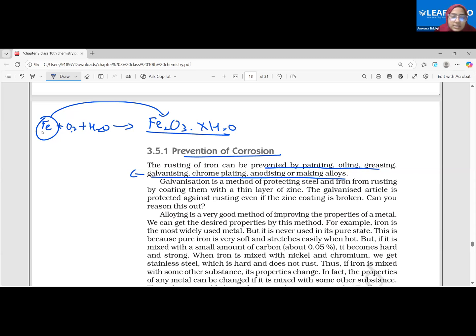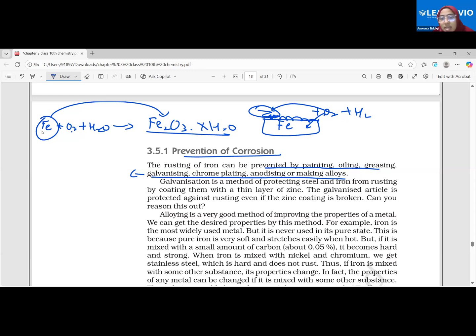How can you prevent this? See, if we have a metal here which is more reactive, don't you think oxygen will first combine with that more reactive metal? Yes or no? Yes. So that is what we are doing. Instead of iron, we are having a layer of zinc on it. Zinc is a more reactive metal than iron. Suppose we have the iron object and we have the zinc layering here. What will happen? Oxygen and water, instead of combining with iron, will combine with zinc. Instead of iron getting oxidized, zinc will get oxidized.